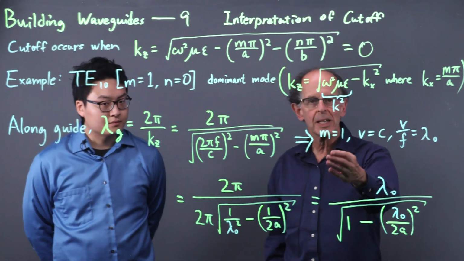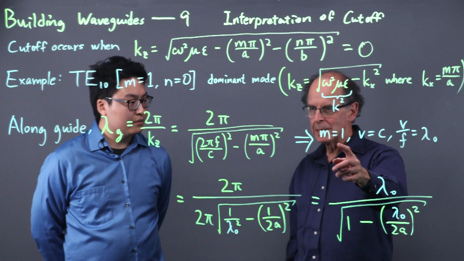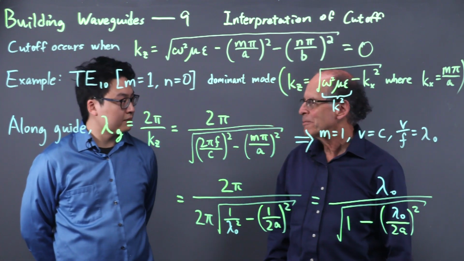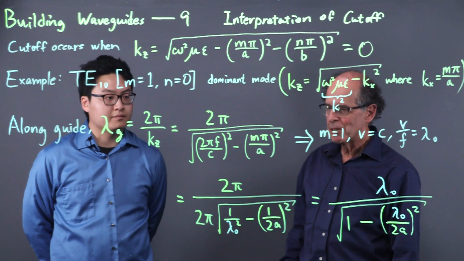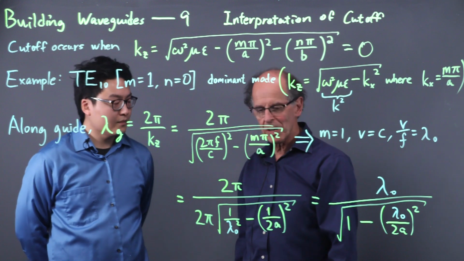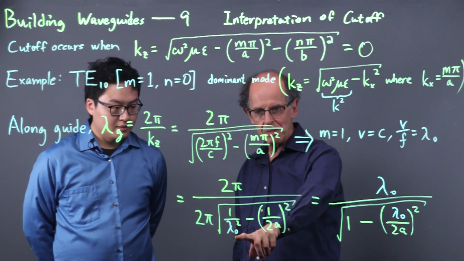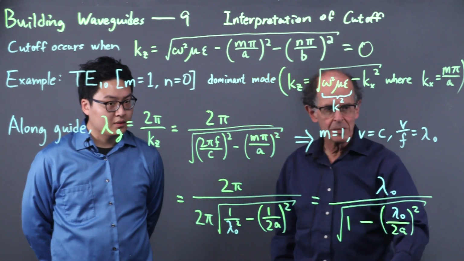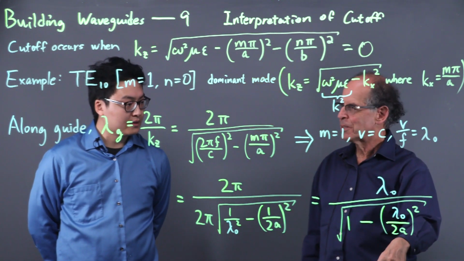Straight algebra, and then put m equal to 1, and remember that v is equal to f lambda, so lambda is v over f, so this is the opposite. We're in free space inside the guide, so it's lambda 0. With m equal to 1, factor out the pi's, and we get this.